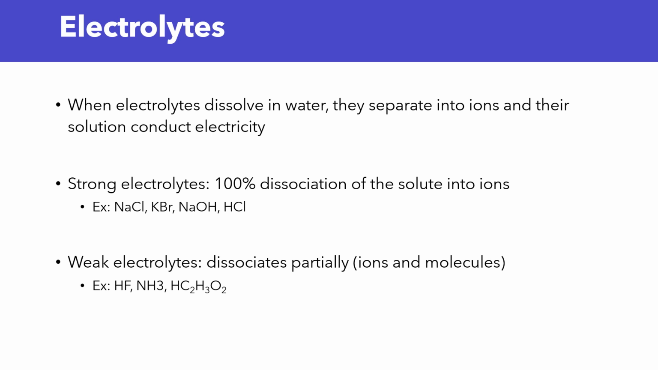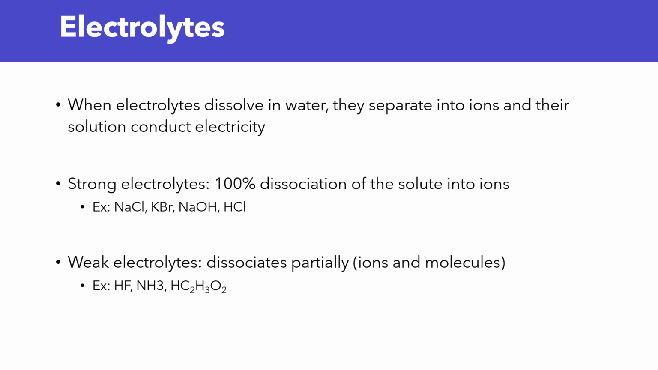Now, weak electrolytes, when they dissolve in water, dissociate partially, unlike strong electrolytes which dissociate completely. So what does that look like for weak electrolytes? Let's take the example of hydrofluoric acid, HF, which is a weak electrolyte. When HF dissolves in water, you'll have some dissociation into H+ ions and F- ions. Then as more of these ions form, some of them will recombine into HF molecules.